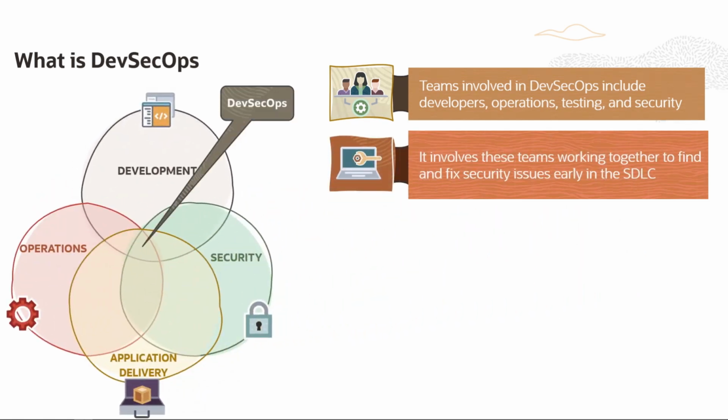DevSecOps is the logical conclusion to DevOps' missing component, security. Simply put, DevSecOps is a DevOps extension that codifies security as part of the larger goal structure. To accomplish this, DevSecOps frames security as a shared responsibility where all the teams are working together to find and fix security issues early in the software development process.